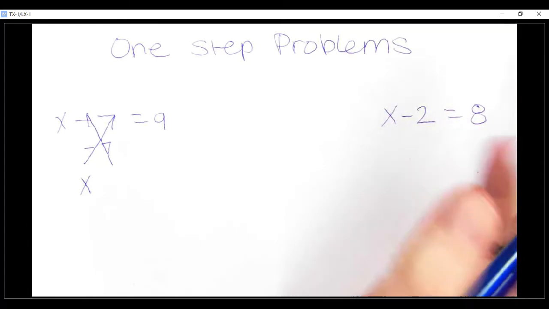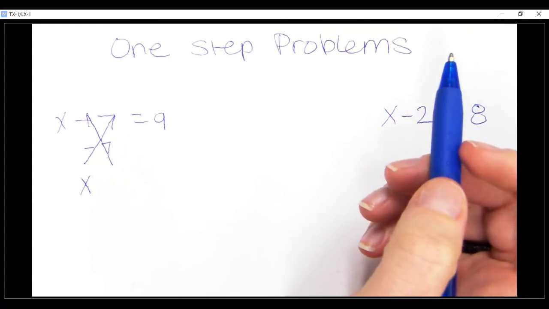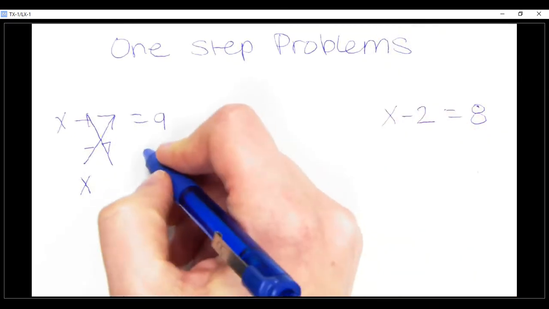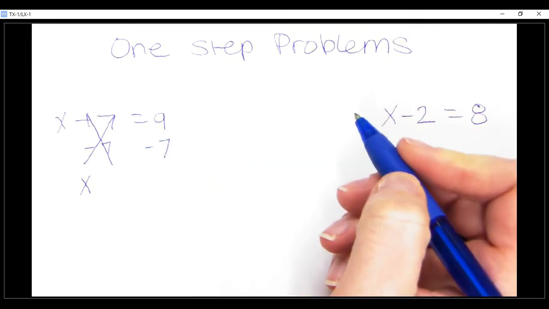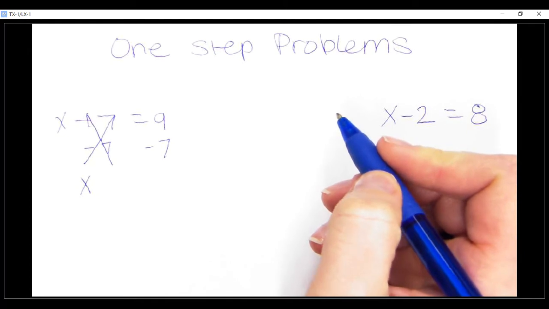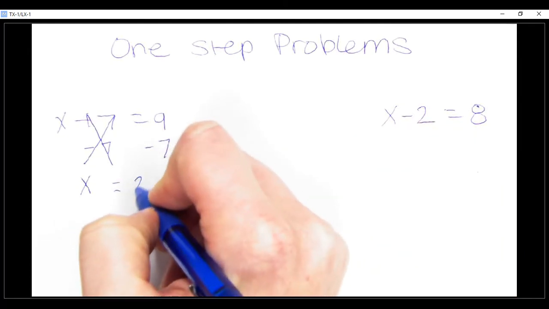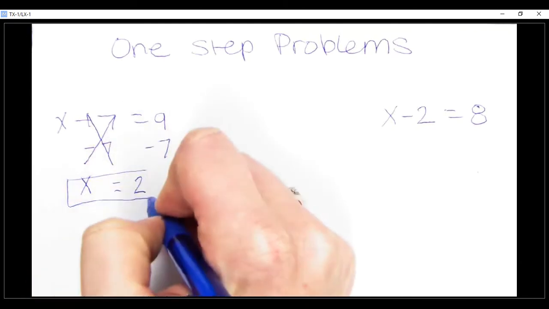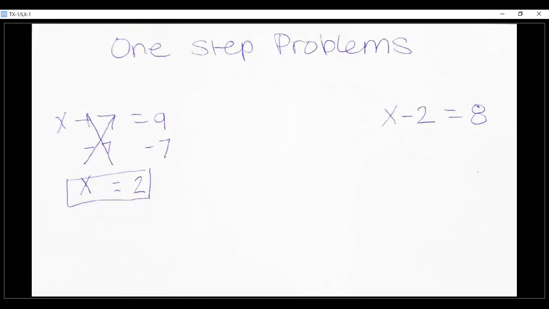But I can't just do that on one side of the equal sign. Instead, I have to do it to the other side as well. And I know that 9 minus 7 is going to be 2. And look at that, I got my x all by itself. That is a one-step problem.